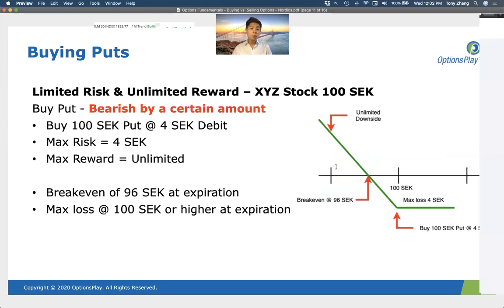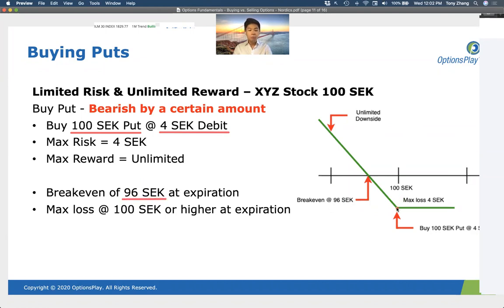And what I'm going to talk about are bearish strategies, but bearish strategies are exactly the same as what I just explained to you, just a mirror image of that. So here I have stock XYZ that I think is going to decline in value. So what I can do is buy a put option, and let's say I pay 4 crowns for that put option. That means my break-even price on the put option is 96 crowns.